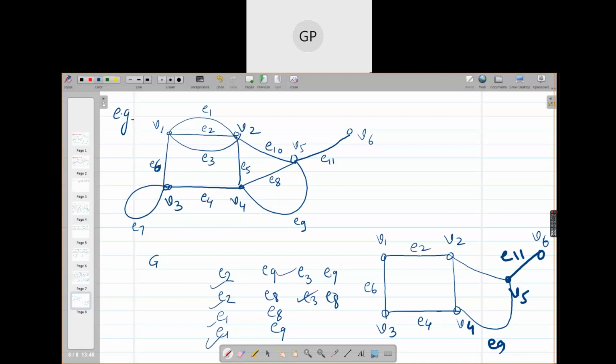6 underlying subgraphs. Because there are 2 sets of parallel edges. One set contains 3 edges, another set contains 2 edges. So 3 into 2, 6 underlying graphs, and E7 you have to remove in either case. Okay? Clear?